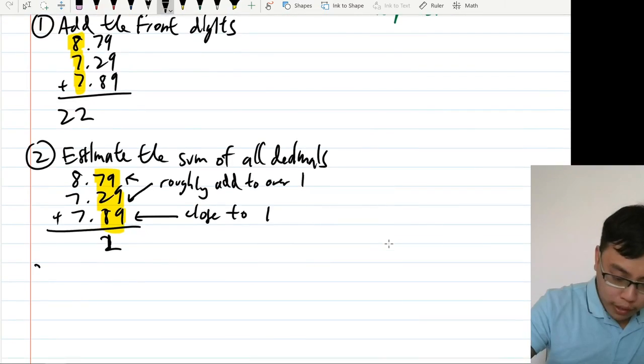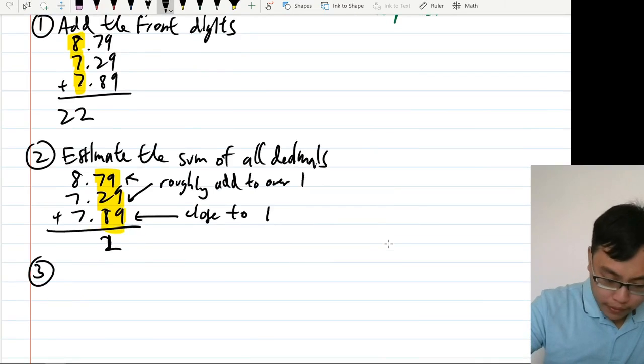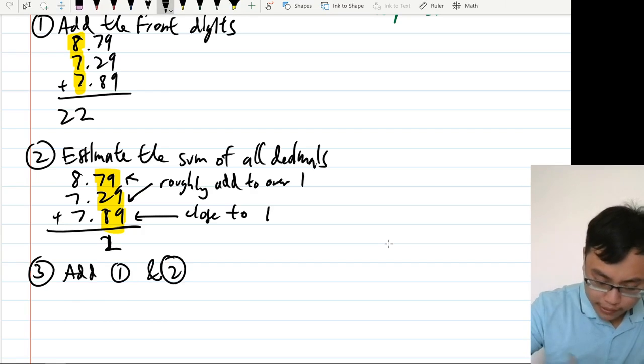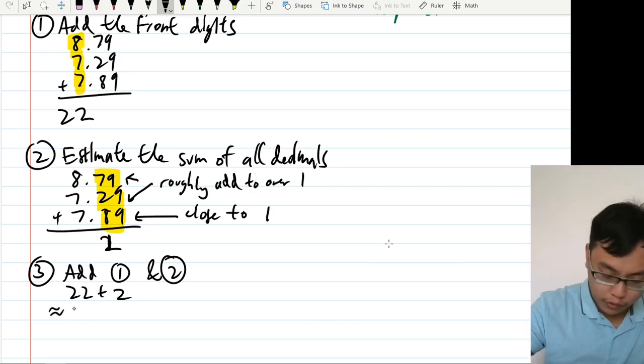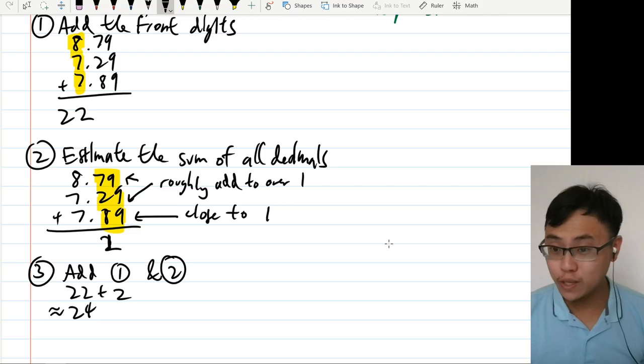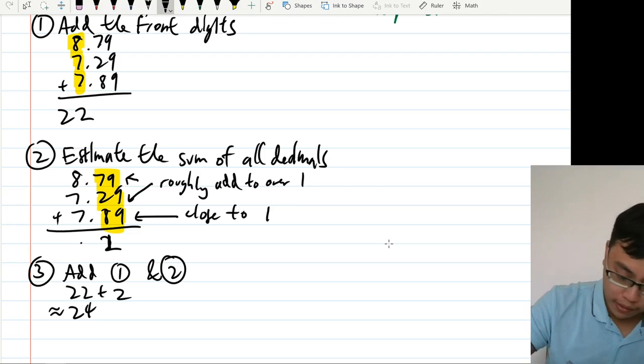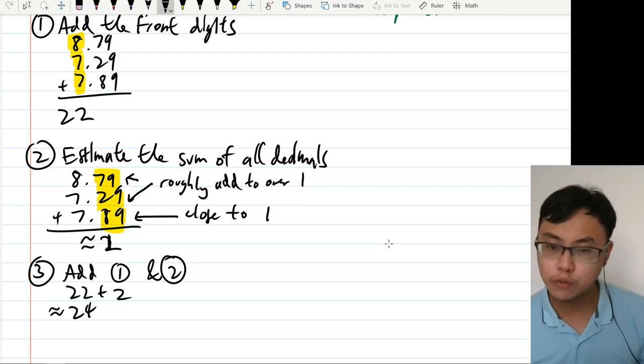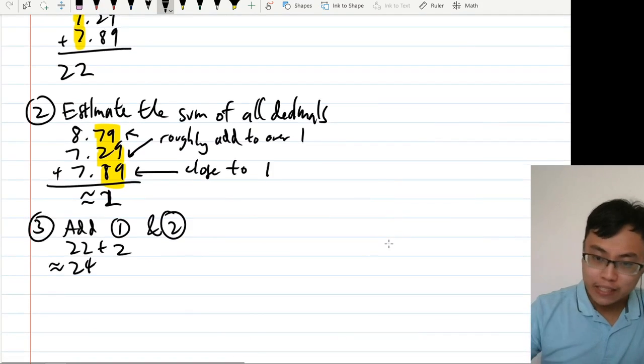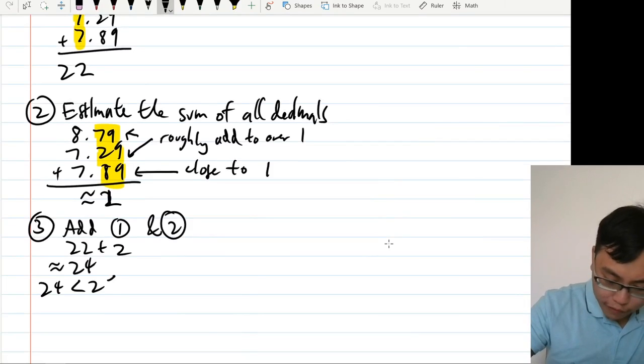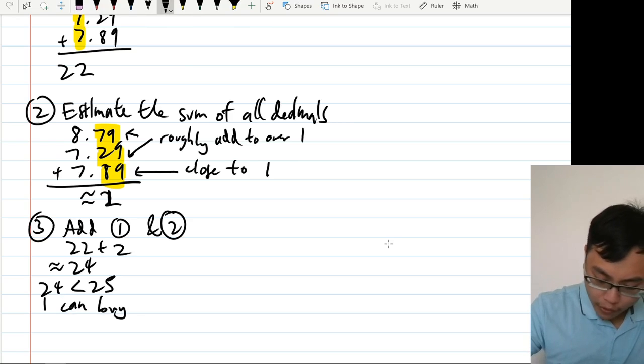And so step 3 is we're going to add step 1 and 2 together. That's going to be 22 plus 2, which will give us an approximate answer of 24. You can see this time I'm using the squiggly line because I am approximating, okay? So I approximated in step 2, which means that it is 24. And then lastly, since 24 is less than 25, I can say that I have enough, I can buy all three.